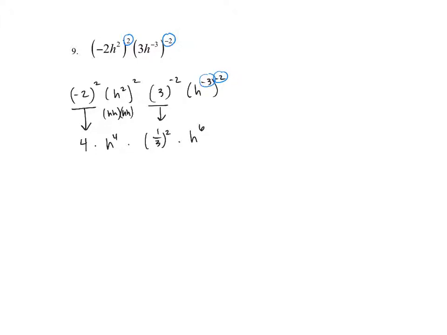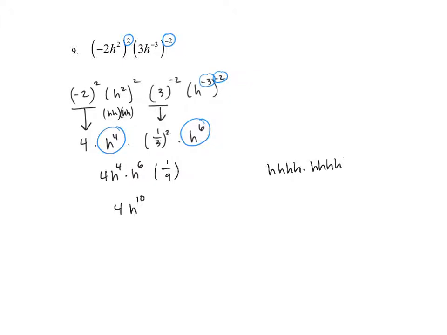And so my final answer here, I've got 4 h to the, let's see, I can combine these. So I'm going to do h to the 4th times this h to the 6th. I'm just going to bring those close together. That's going to just end up being h to the 10th. But let me deal with this 1/3. Okay, 1 squared is just 1. 3 squared is 9. So I would get 4 h to the 10th, right? Because h to the 4th is h times h times h times h, and then h to the 6th, and I have 1, 2, 3, 4, 5, 6, 7, 8, 9, 10. You just get to add those exponents.